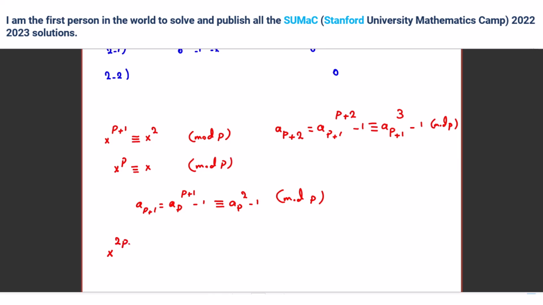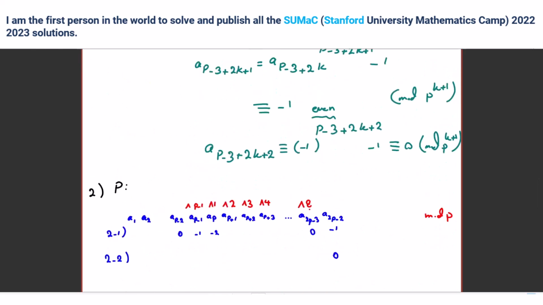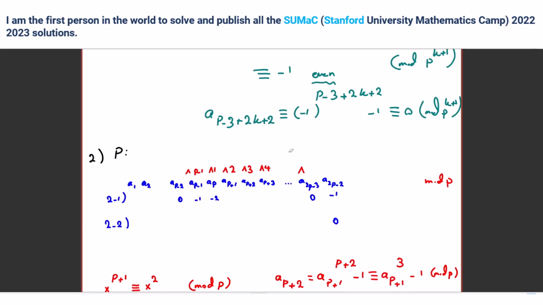x to the 2p minus 3. If you use x to the p is x, it is what mod p? Can you tell me, x to the p times x to the what first? 2p minus 3 is x to the p times x to the what? p minus 3. x to the p is what mod p? x. So x times x to the p minus 3 is equal to x to the what? p minus 2. Finished. So 2p minus 3 is equivalent to p minus 2, right?